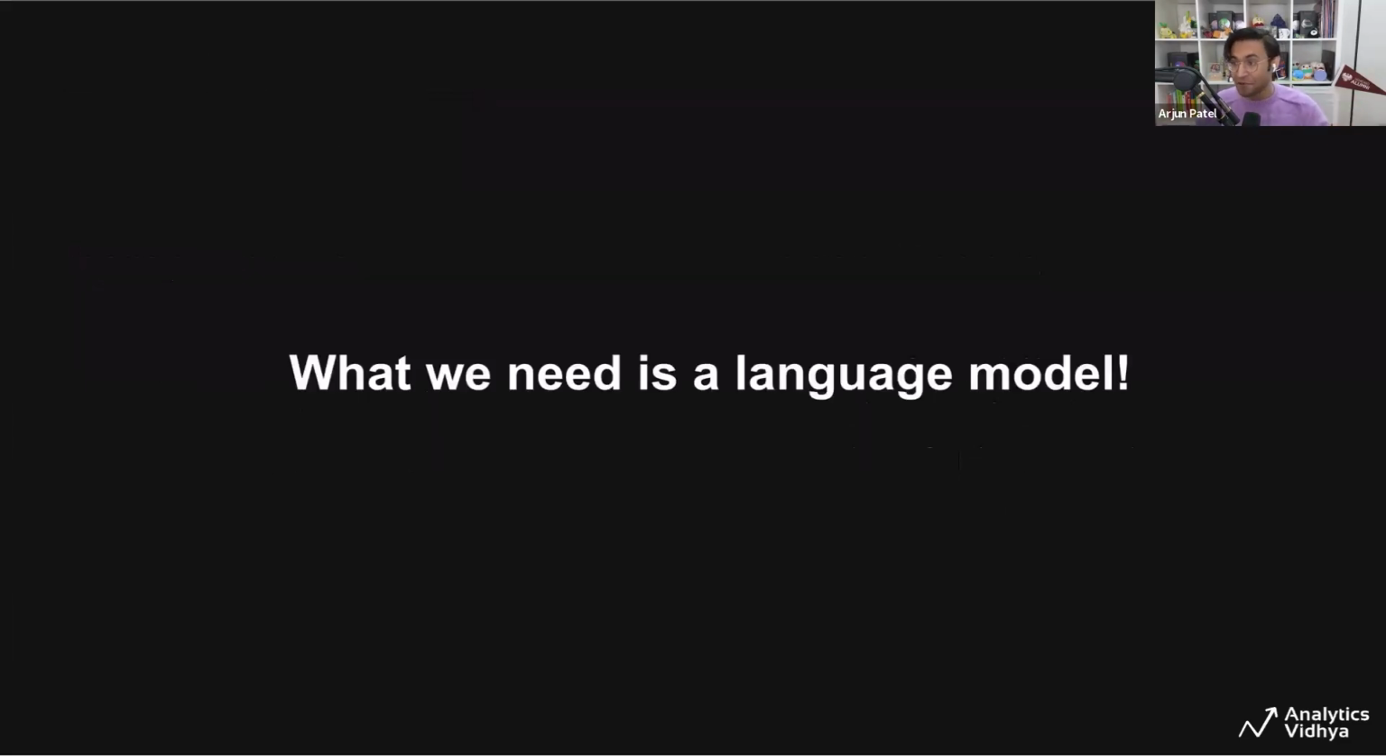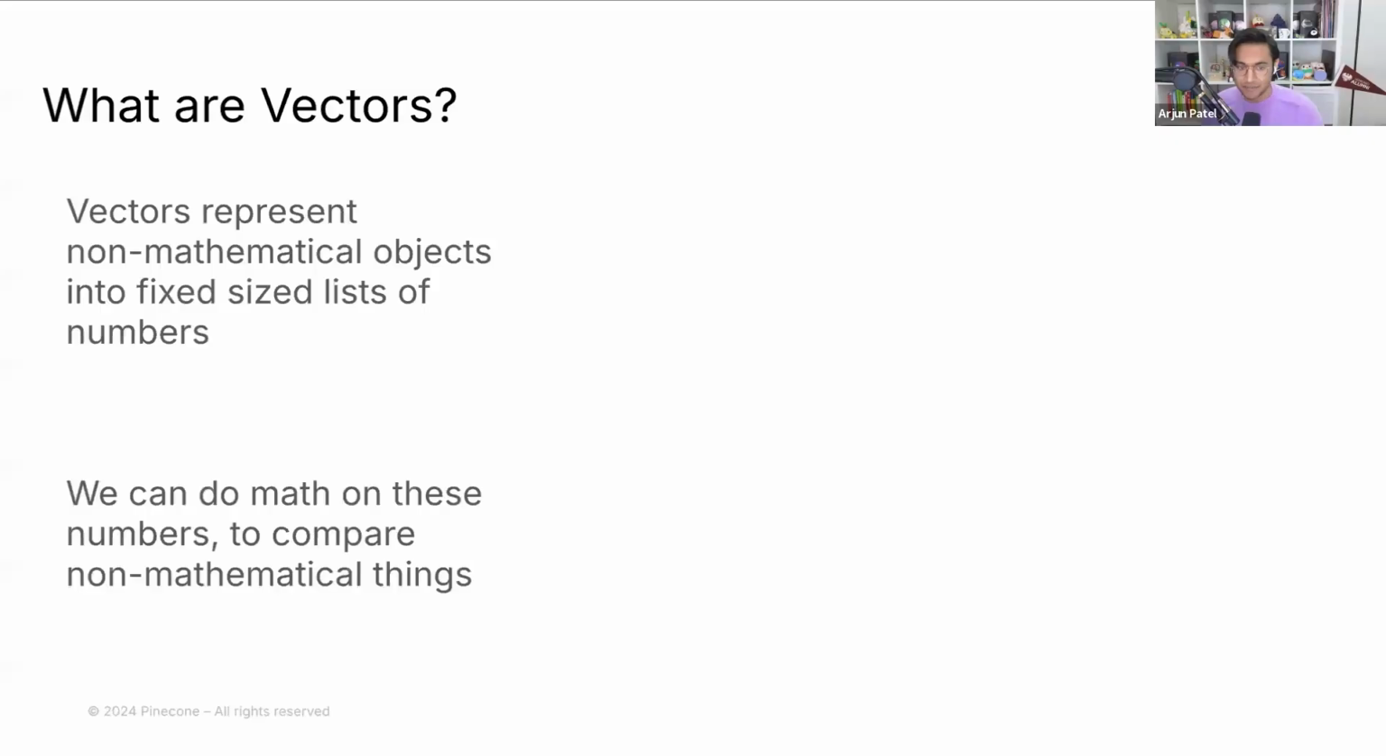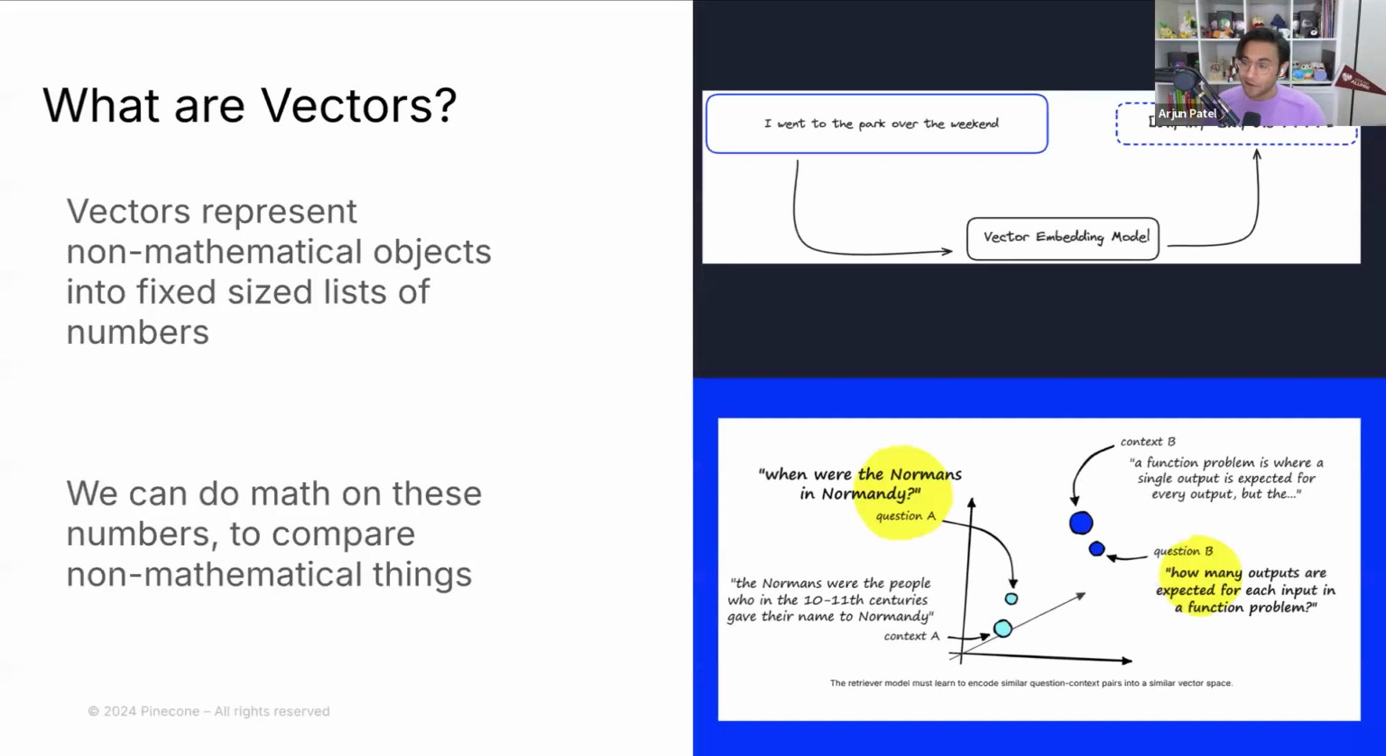But in order to do either of these things, we actually need a base layer, and that base layer is going to be what a language model is. So in the next couple slides, I'm going to quickly go over how we were able to get language models that allow us to understand what words mean, which lets us address this problem of vocabulary mismatch and semantics. Very quickly, I wanted to start right at the beginning with vectors.